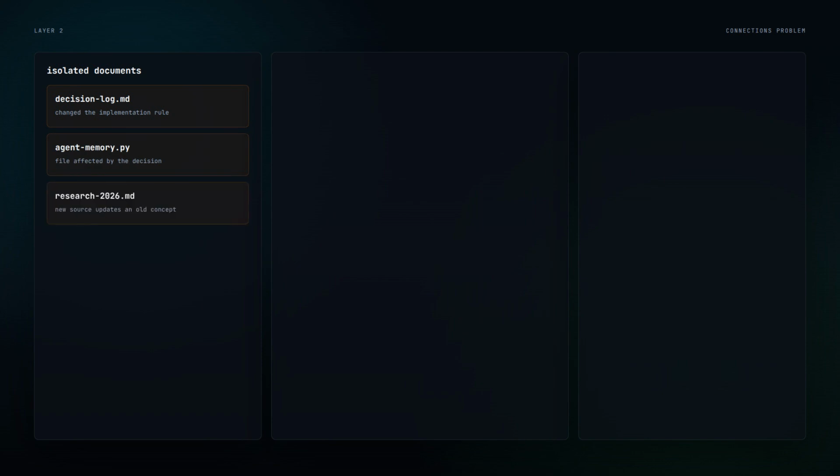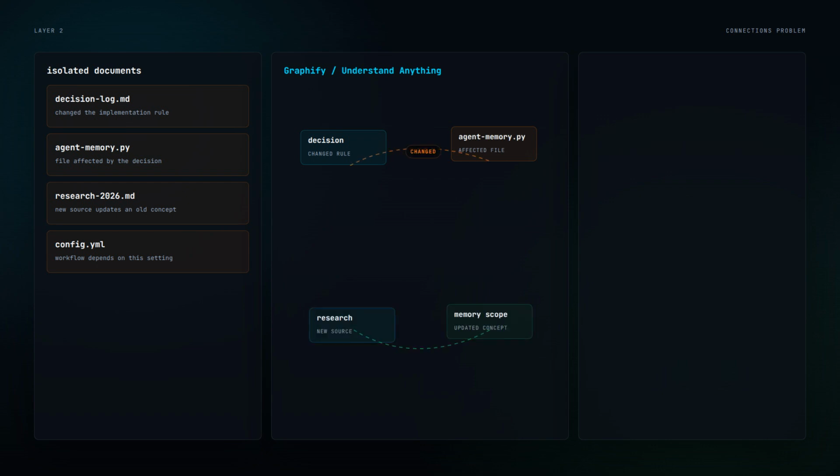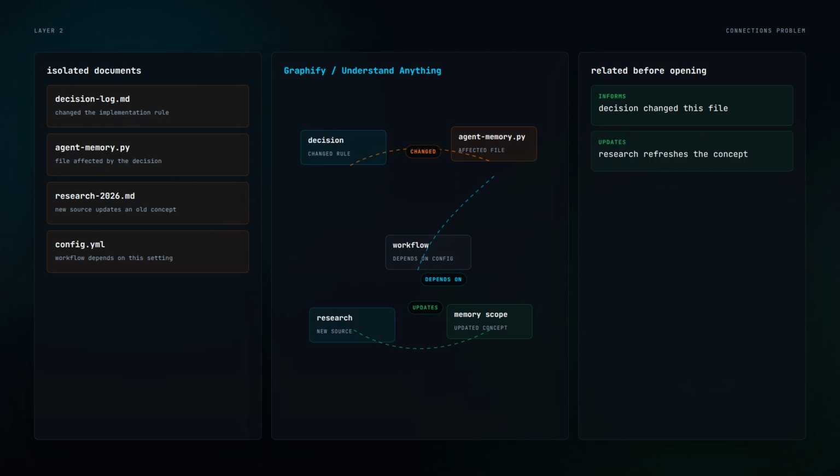Once the knowledge is structured, the next problem is connections. Your agent needs to know that this decision changed that file, this research updates that concept, and this workflow depends on that config. Graphify and understand anything both address this layer. They turn a workspace into a relationship map. Files stop being isolated documents. They become nodes with edges. Informs, depends on, updates, contradicts. This is the layer that tells the agent what is related before it starts opening files.